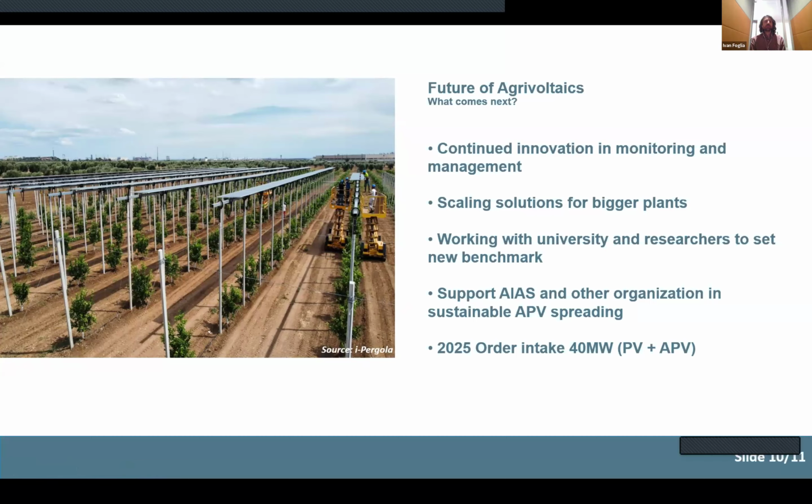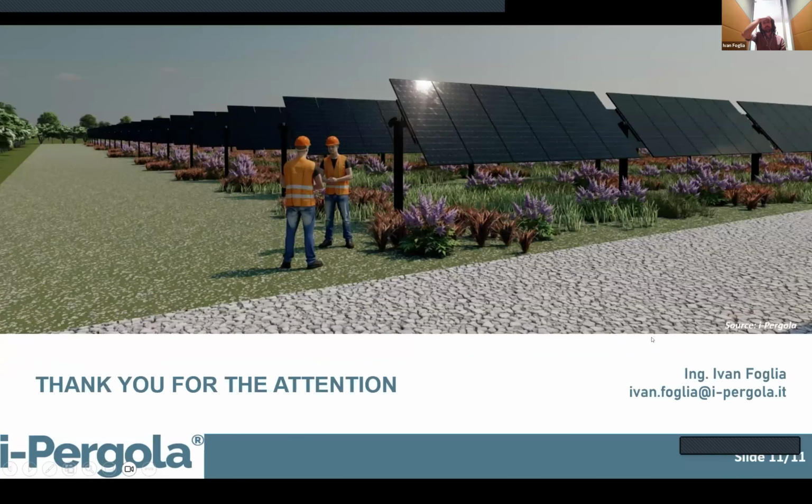And yes, the next step for 2025 for I-Pergola is very ambitious. We have 40 megawatts, so we are slowly coming out of the startup dimension. And we have 40 megawatts of order intake based on PV and APV, both systems. Thank you for the attention.